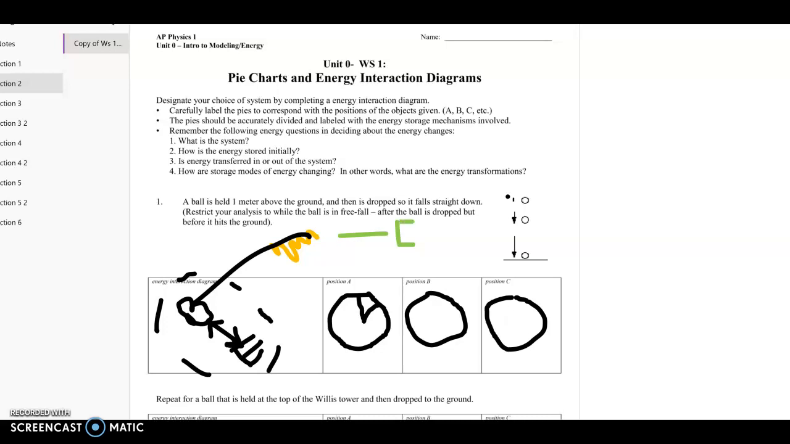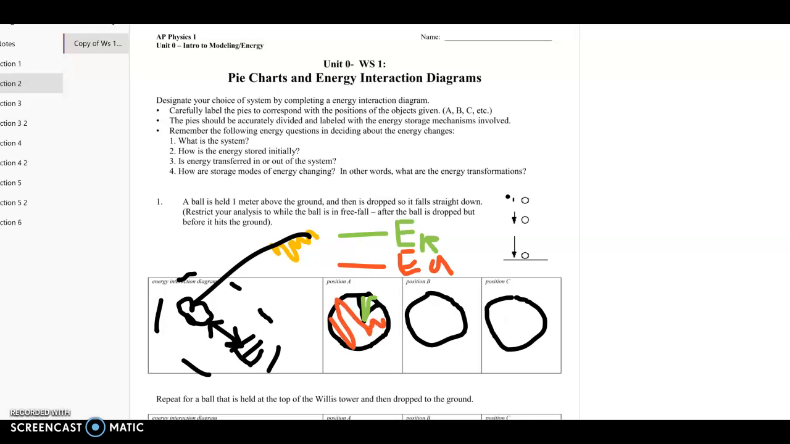And so it has kinetic. Right? And so I'm going to color this in here. And then I say the rest of it is potential, gravitational potential, right? So E, G. Right? And so the rest of this is EG.